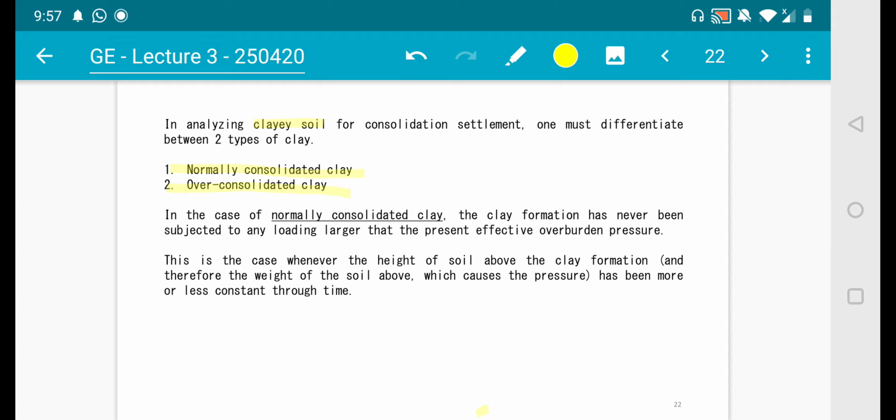In the case of the first one, which is normally consolidated clay, the clay formation has never been subjected to any loading larger than the present effective overburden pressure. Please take note of this term, effective overburden pressure. This is the case whenever the height of soil above the clay formation has been more or less constant through time. So you have a constant loading when the time passes by. This is your clay layer, and the loading on top is constant throughout the time. So this is a normally consolidated clay.